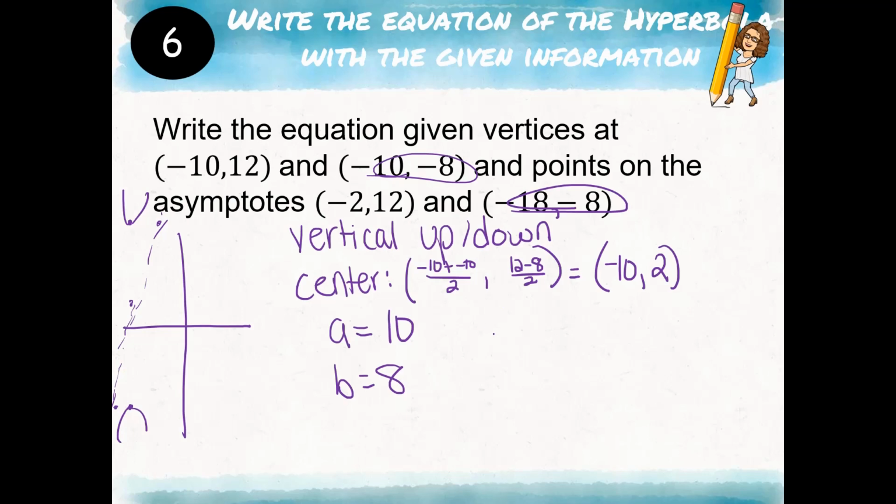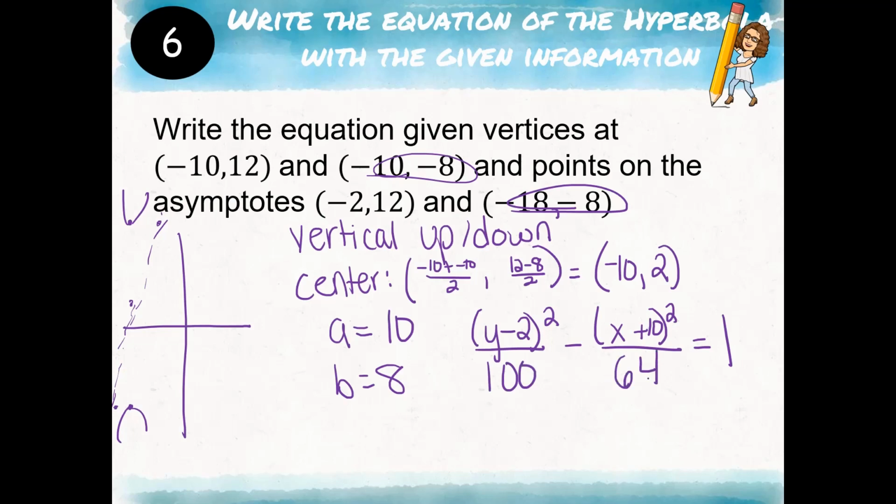I now can write my hyperbola's equation. Since it's up and down, my Y has to show up first in my template. Okay, Y minus 2, X plus 10. Because if I have to flip that around, my A value is the first denominator. So that means it's 100. My B value, 64, because I have to square.